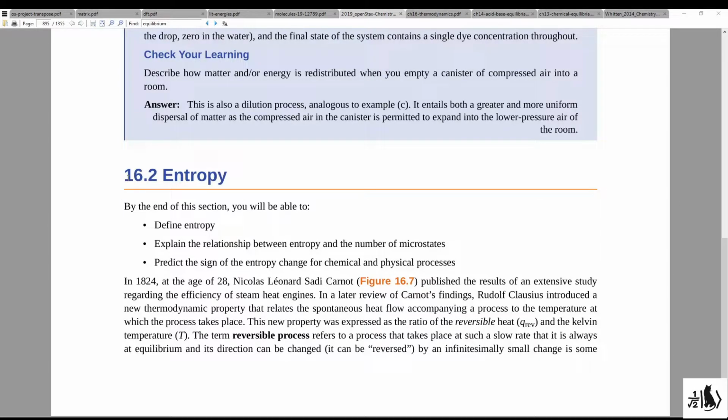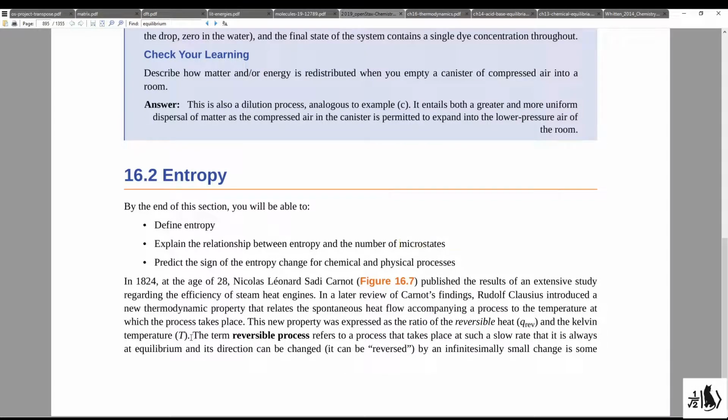We continue our discussion of entropy in 16.2. We've already sort of defined entropy as being some sort of measure of disorder, but we also want to be able to explain the relationship between entropy and the number of microstates. Microstates will be introduced here in a few minutes.